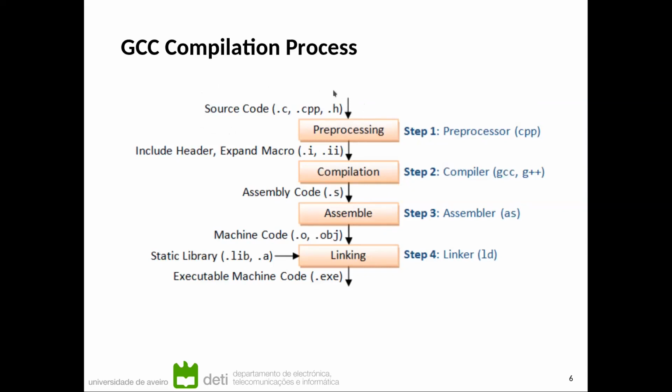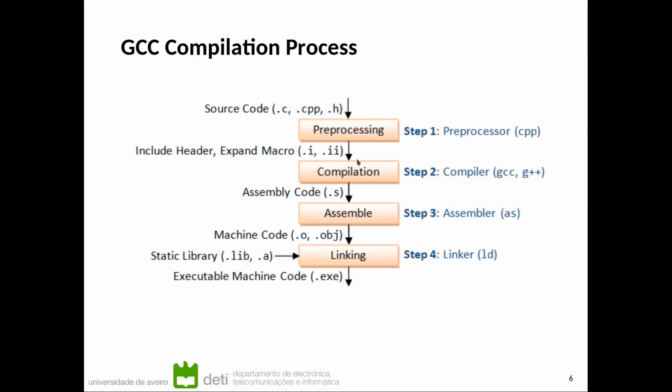This step processes all the include messages that are in the source code, and all those commands that start with a cardinal sign. Those are preprocessor commands. And then we have the code where all the macros are expanded and all the headers are included and so on. And that's when compilation starts.